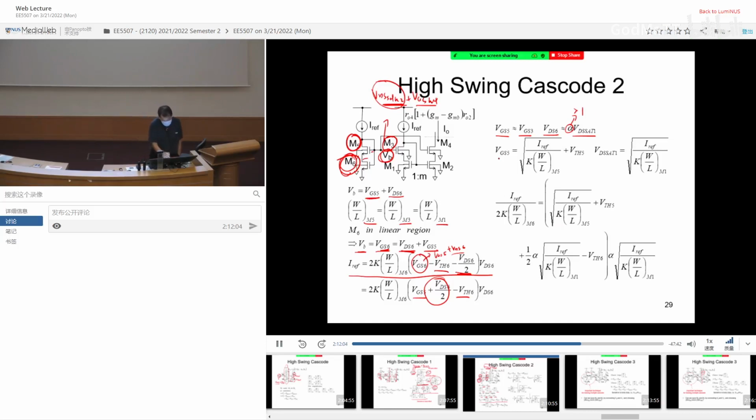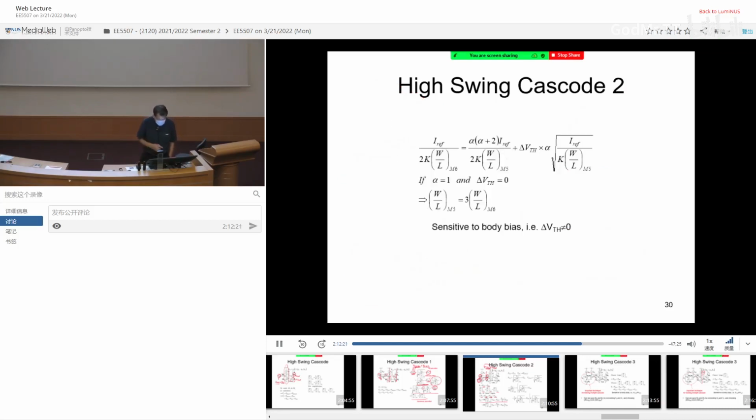Same thing, you can reformulate VGS5 as follows, and you can reformulate VDS1 as follows. Based on this equation, you substitute in, and you end up with this. Very complicated, you don't have to remember how to derive it. The important thing is the derived result, something around this. If I make alpha equal to 1 and assume there is no threshold voltage difference, you end up with this simple derived result.